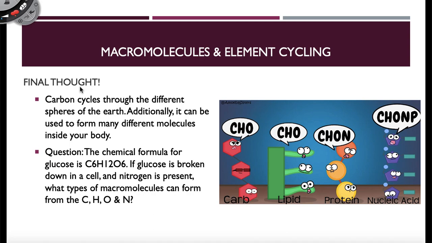And final thought, remember that we have the different types of macromolecules. There are 4 different types of macromolecules: carbohydrates, lipids, proteins, and nucleic acids. And remember their main element composition, right? CHO, CHON, and CHONP.